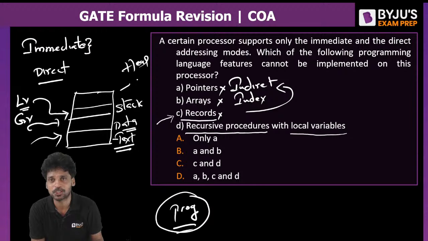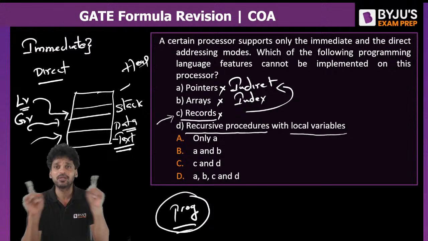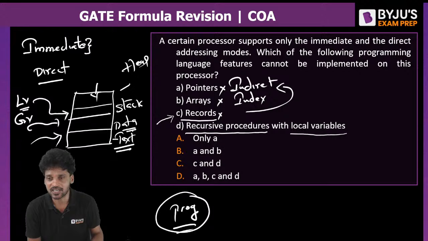What is calloc and malloc in C? I hope you remember, right? When you use calloc and malloc, they dynamically allocate the memory only during the runtime. Those variables will get stored in the heap section. Am I clear? Text meaning instructions, data meaning global variables, stack meaning local variables, and heap meaning dynamic variables. So with respect to this, what is the answer?